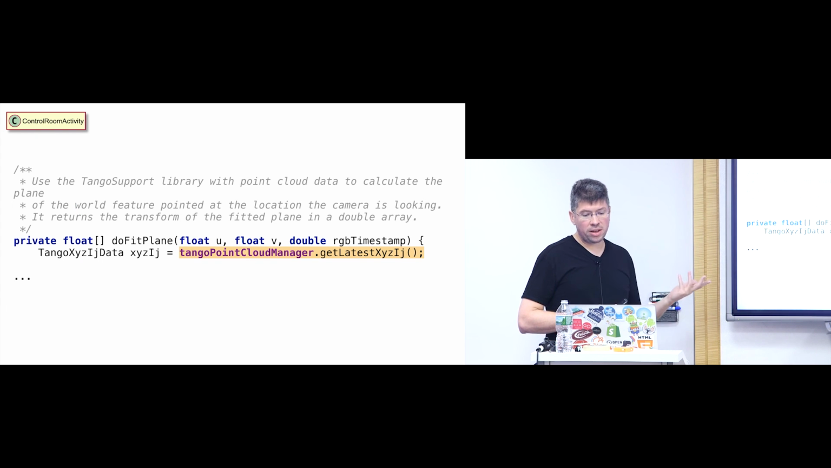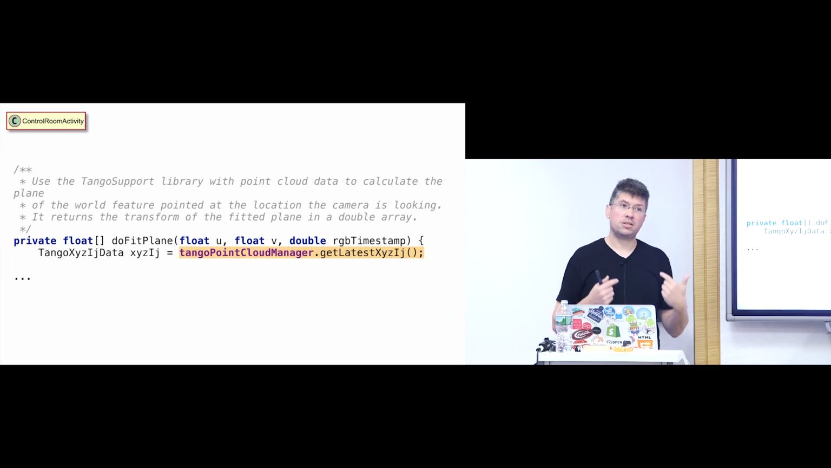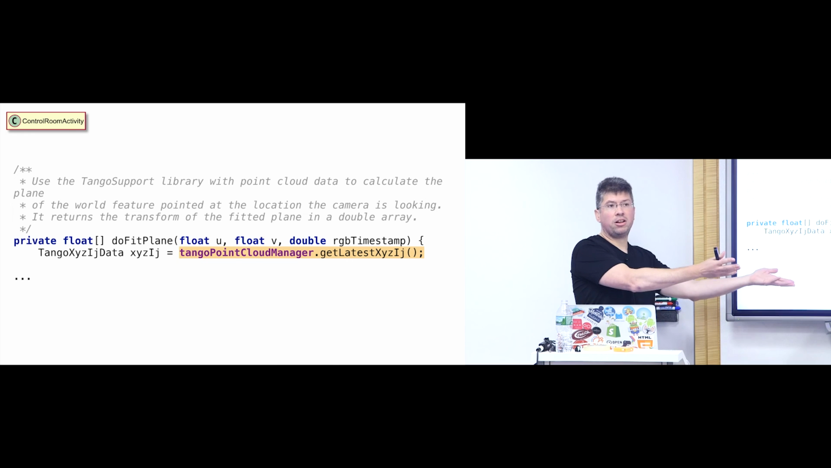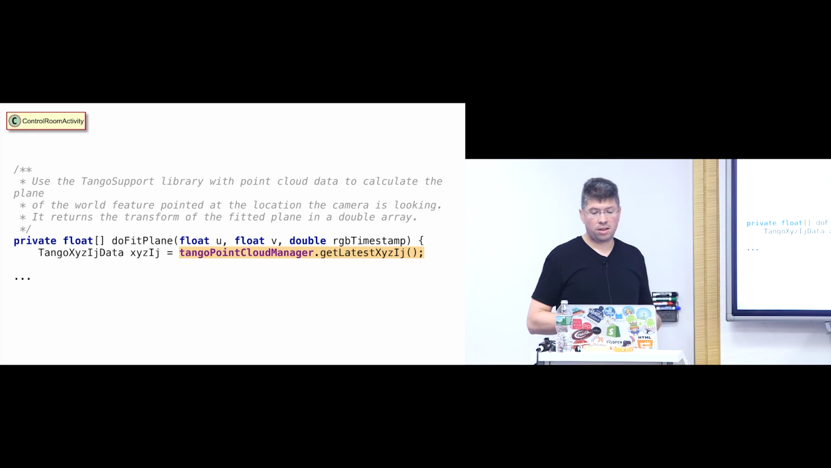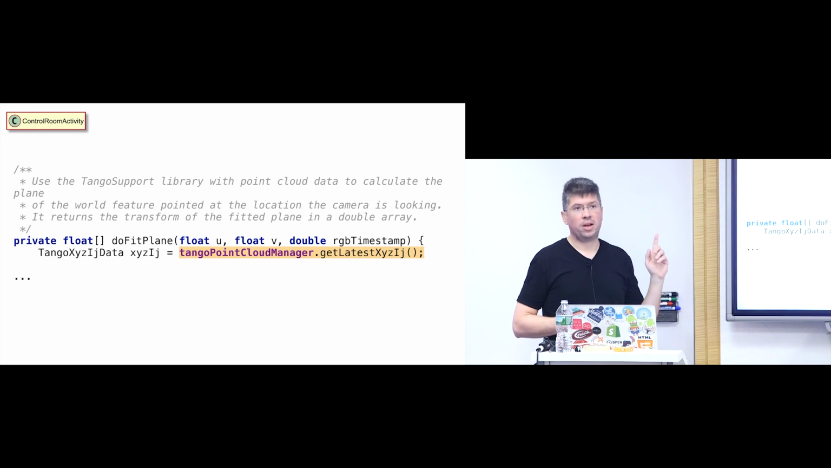All right, so in the doFitPlane method, we're first going to ask the point cloud manager for the latest point cloud. If you remember, our callback was only just passing that data along earlier. We were doing nothing with it, right? This is where we say to the manager, hey, give me your latest point cloud data. And I'm going to need a timestamp on that, by the way.